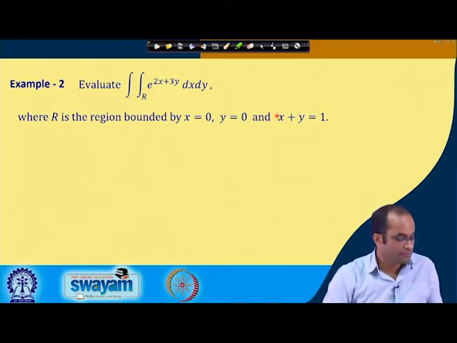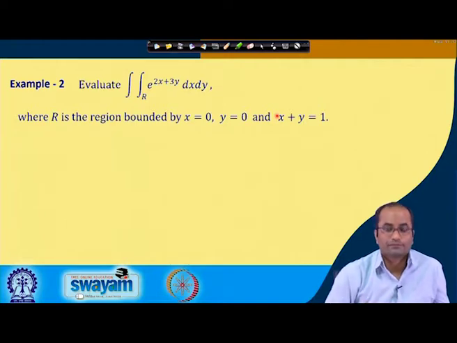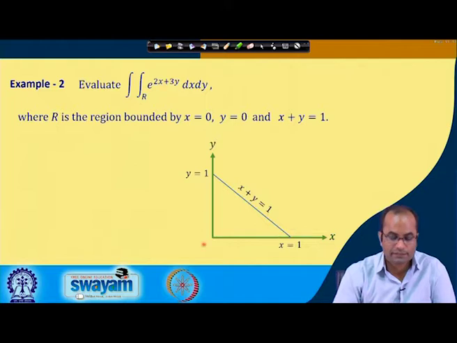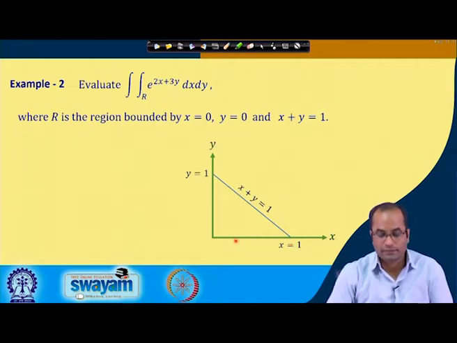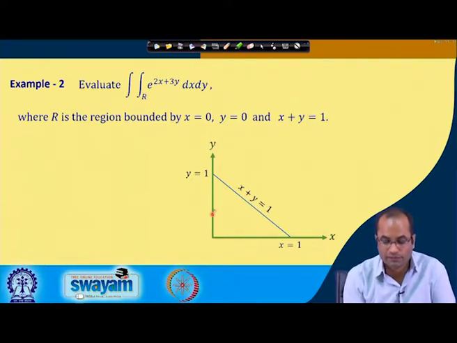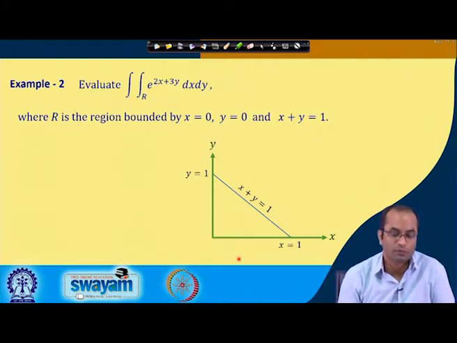So, the first step always should be sketching the domain. So, if we sketch the domain, we have the x axis, we have the y axis, and then we have the line here, x plus y is equal to 1. So, this is a triangular domain, and again it is very simple to evaluate the limits, whether we take first in the direction of x or we take first in the direction of y.